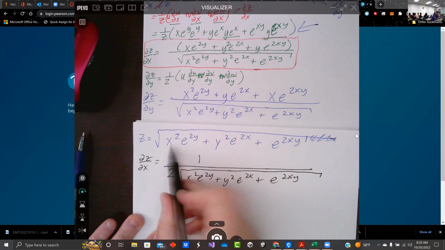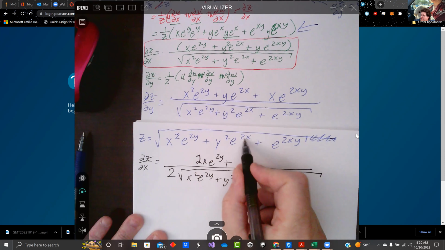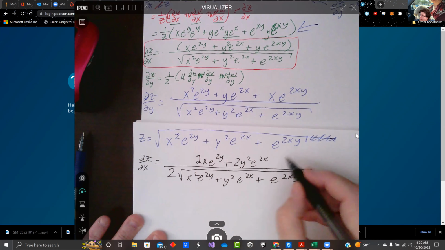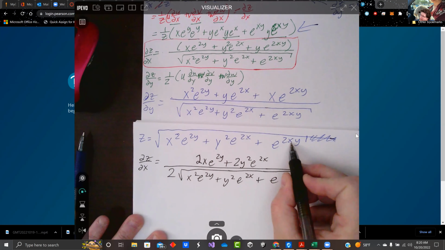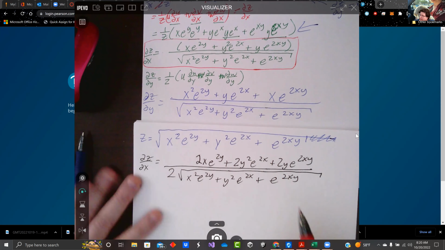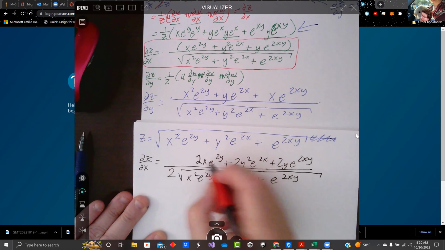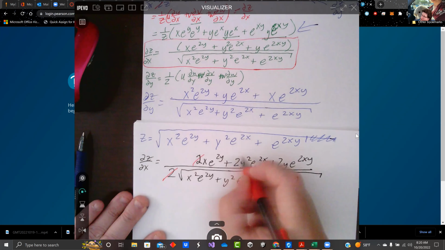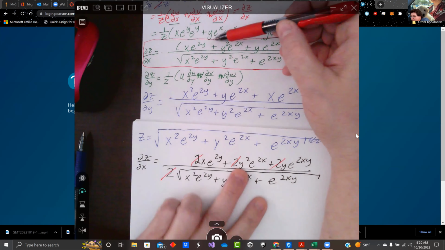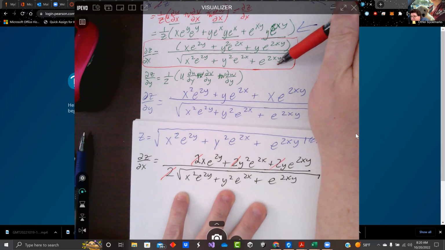So derivative of the inside with respect to x is 2x e to the 2y plus, we got a 2 come out, 2y squared e to the 2x. And then derivative with respect to x, we bring out a 2y e to the 2xy. If we want to make it look like the other one, we can factor out a 2. When we factor out the 2, it'll cancel out with the 2 on bottom. And now I've got x e to the 2y, y squared e to the 2x, y e to the 2xy. And we got the denominator, so it matches. Check.